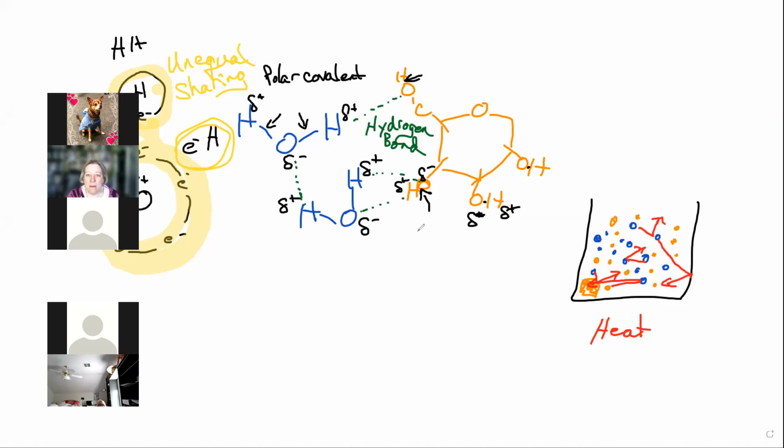Now, if I pour oil in here, we're going to add some oil. These oil molecules can't interact with the water or the sugar. So as they're bumping around, they don't form these hydrogen bonds.